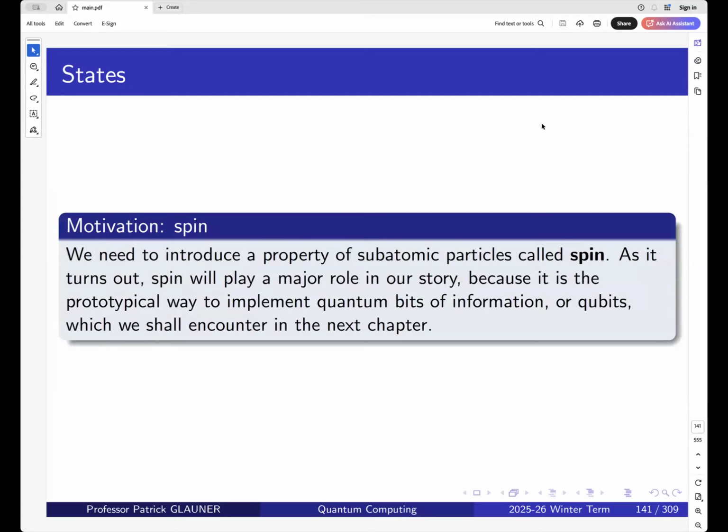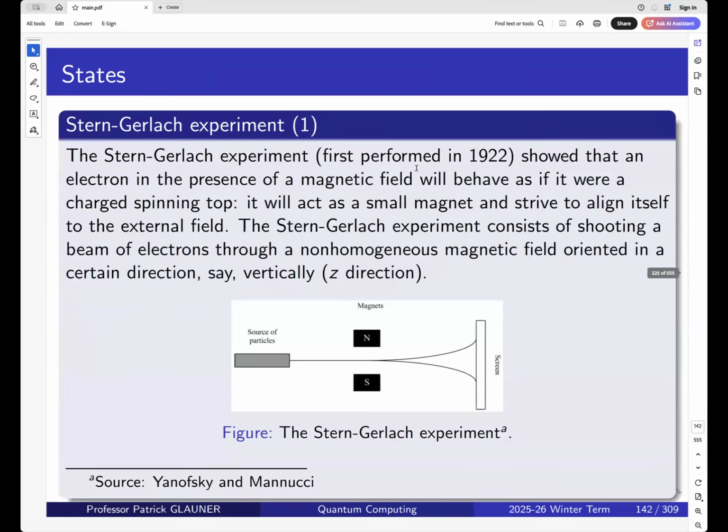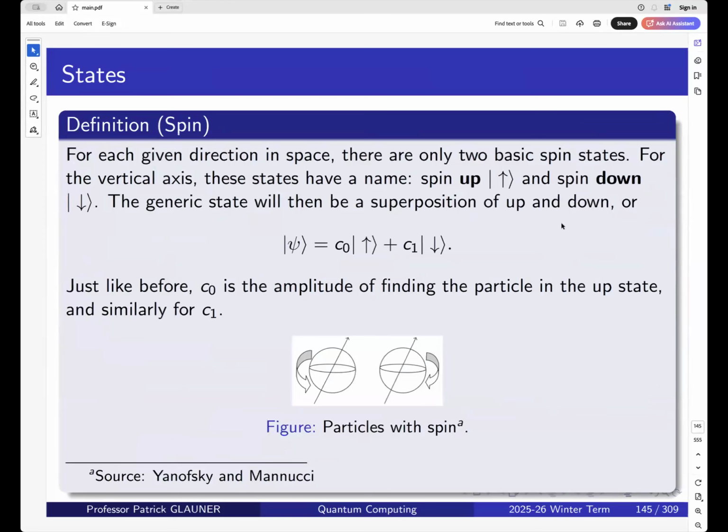So we've seen now what states are composed of, and now when it comes to our particles, or our subatomic particles, they have a property that is called a spin. So what is a spin? Spin will play a major role when it comes to actually implementing qubits, and particles can have a so-called up and a down spin.